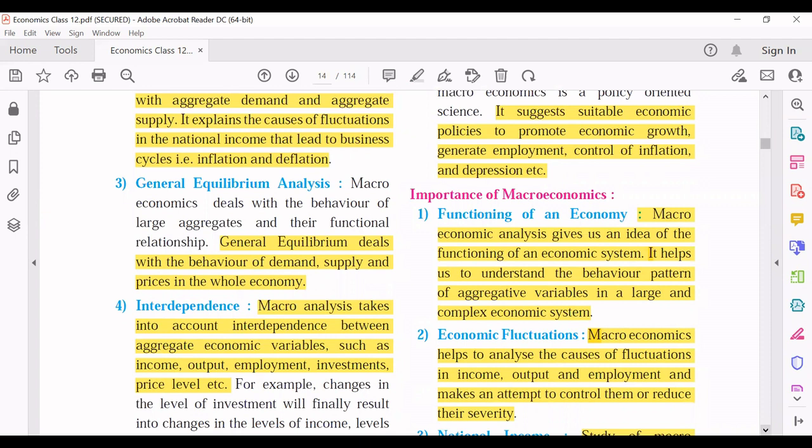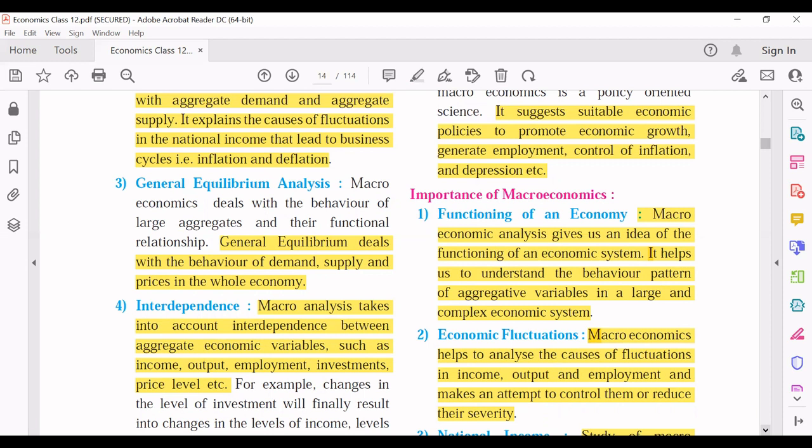Now, interdependence. There are various aggregate economic variables which are dependent on each other. So if there is an output, this is the income, this is the employment, this is the investment, this is the price level, etc. Right? But it all depends upon each other.